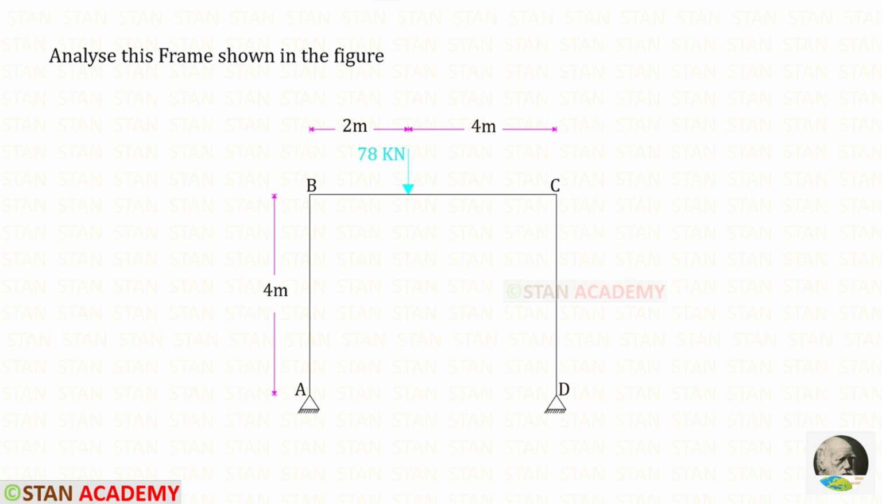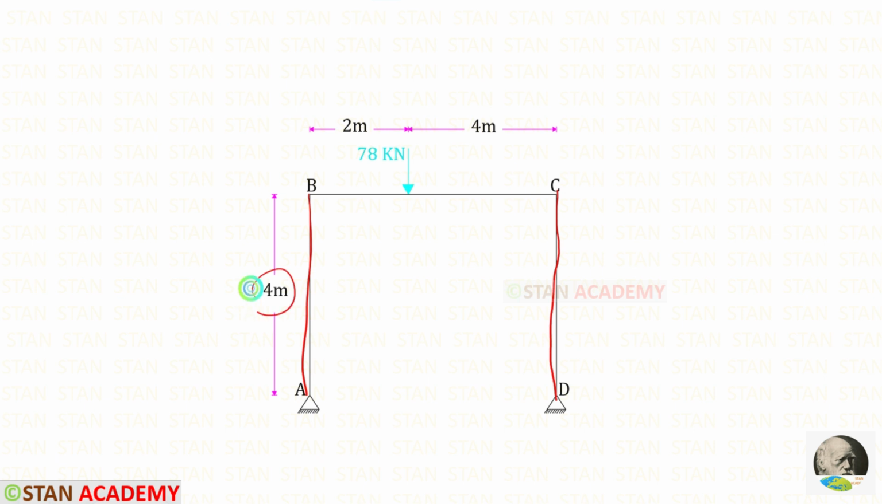Hello everyone. Today we are going to analyze this frame using flexibility matrix method. In this frame, the columns AB and CD have the same height of 4 meter. The beam BC has the length of 6 meter.